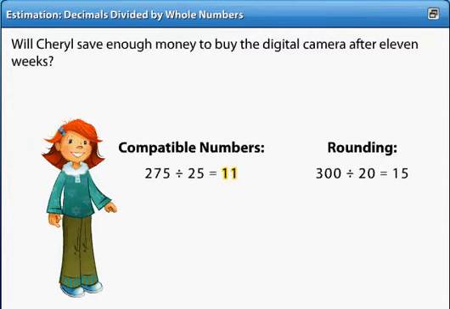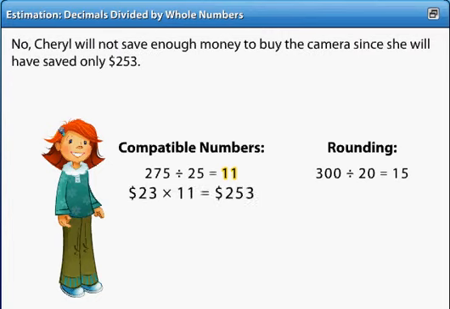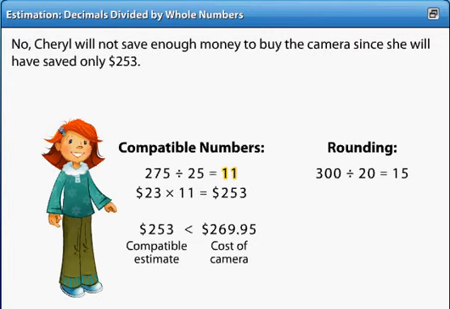Same thing with here, except we're taking away how much money she makes per week. She actually makes 23, not 20, so it's not going to take quite 15 weeks. This one, she doesn't make 25, she makes 23. It's going to be a little bit more than 11 weeks. No, Cheryl will not save enough money to buy the camera since she will have saved only $253.